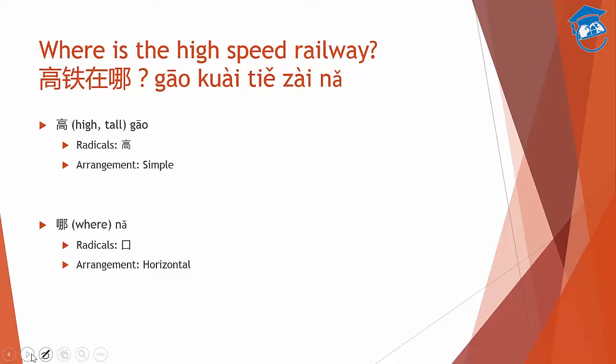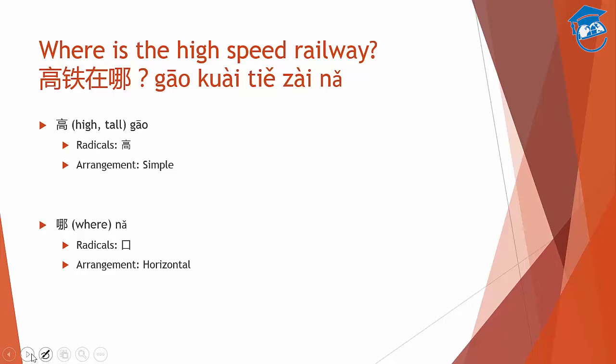Now it's time to ask some questions. The sample sentence that I have is, where is the high-speed railway? 高铁在哪? Previously you have learned 铁 as iron. 地铁 is just subway, but 高铁 means high-speed railway.